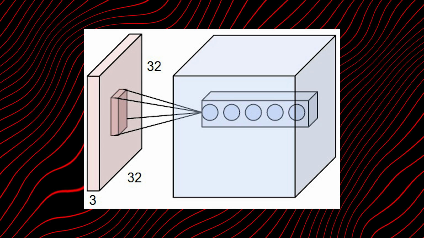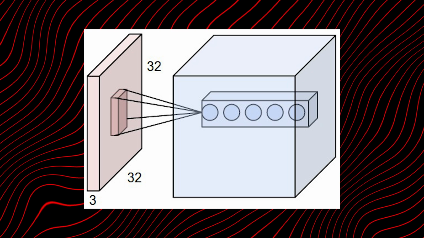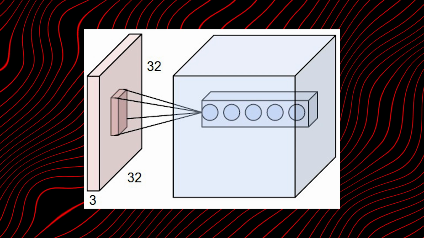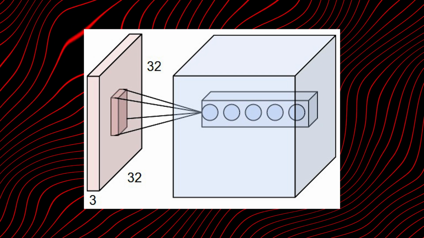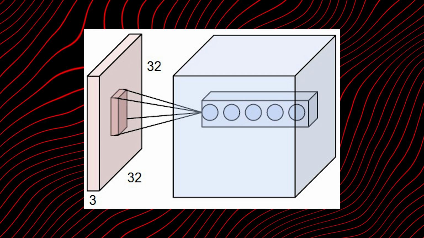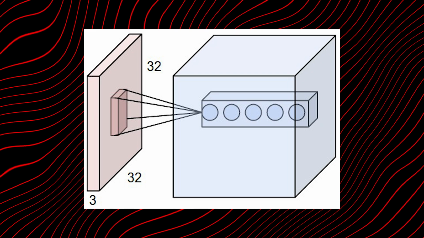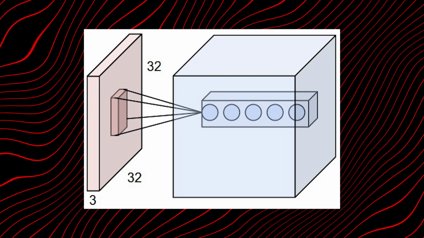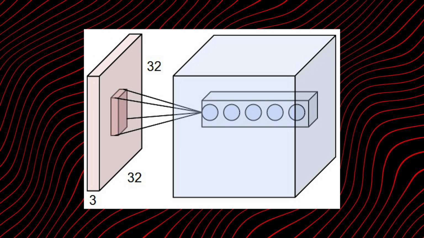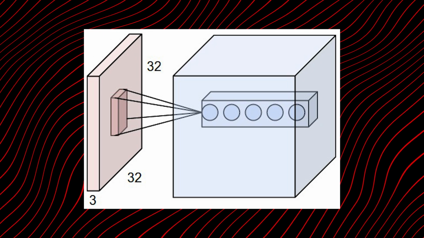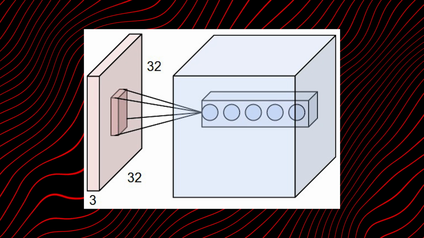Now to talk about filters and depth slices. Neurons at different depths of the output volume use different filters. For example, if the conv layer has 12 filters, there will be 12 different sets of weights and biases, each producing a separate 2D activation map. Neurons within the same depth slice share the same filter weights and biases. This means that as a filter convolves across the input volume, it applies the same set of weights at each spatial location, ensuring consistent detection of features across the input.